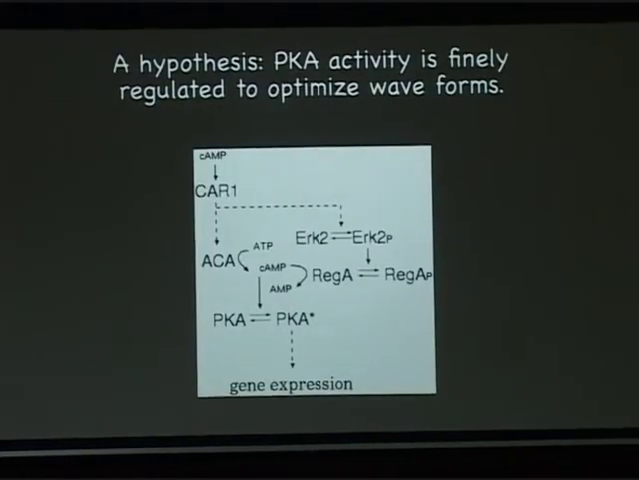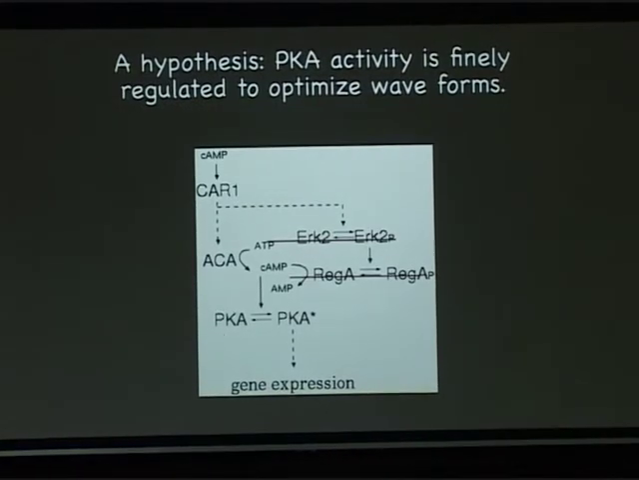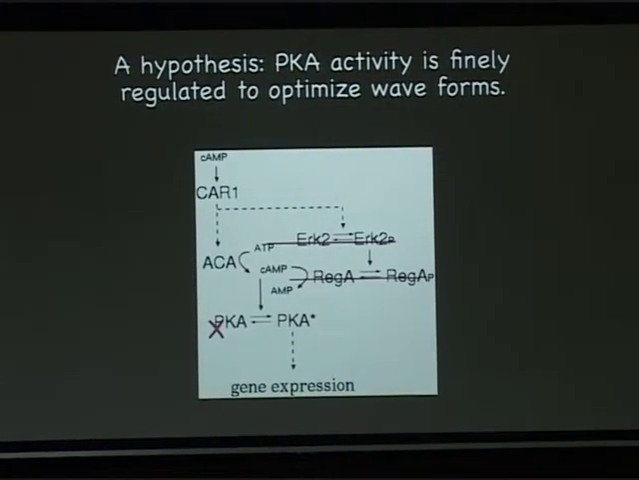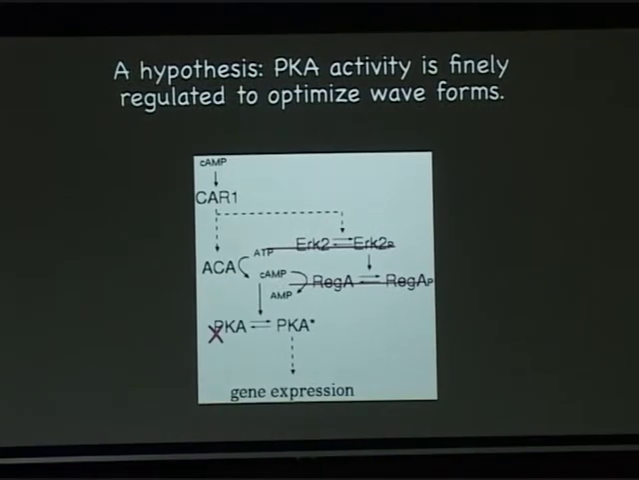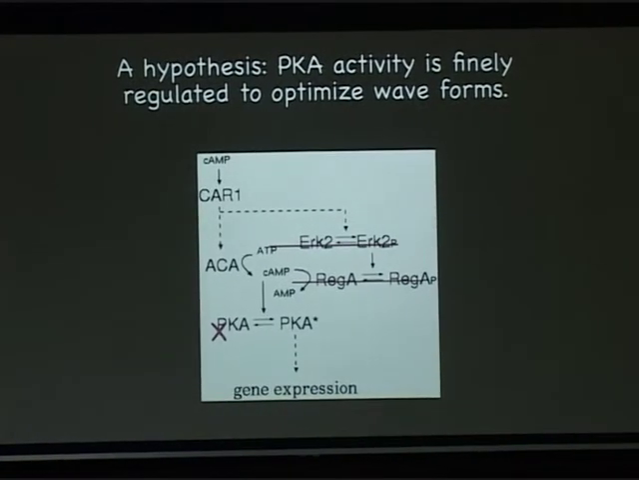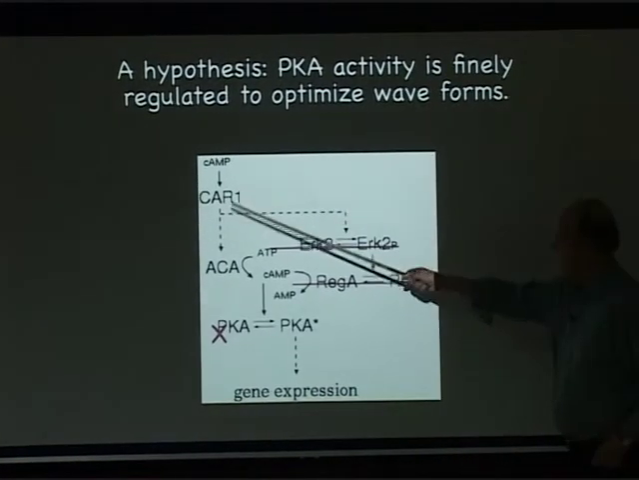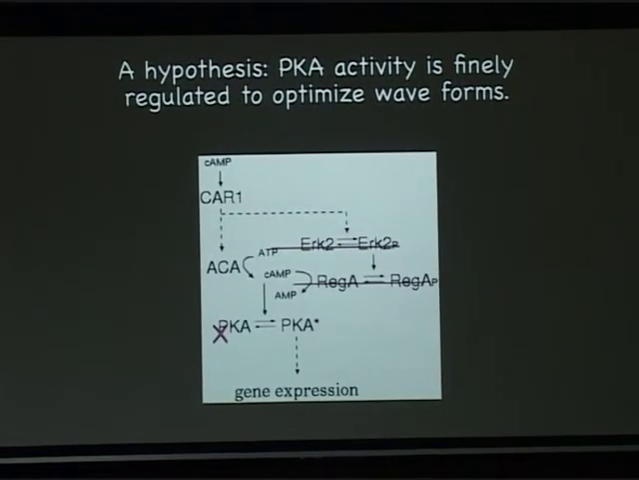So that's just a brief summary, and here's another brief summary. We've crossed out all those guys now by just using these mutants. And so the whole thing is driven by external cyclic A binding and secretion.